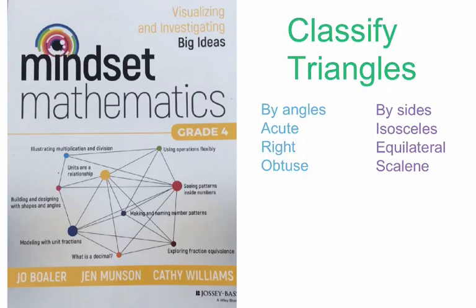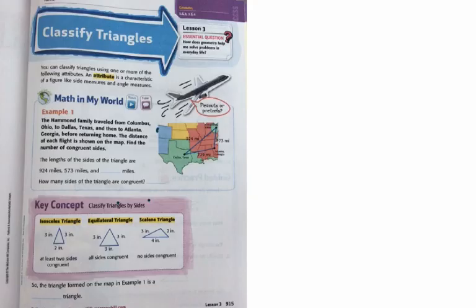Today we're going to be classifying triangles. And we're going to classify triangles by different attributes. So we can classify them by angle, when we look at the angles that they have inside of them and what kind of angle it is, or by sides, when we look at the measurement of each of its sides. So those are the two different attributes we're going to be focusing on for triangles today.